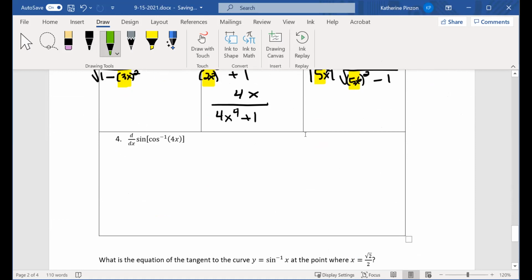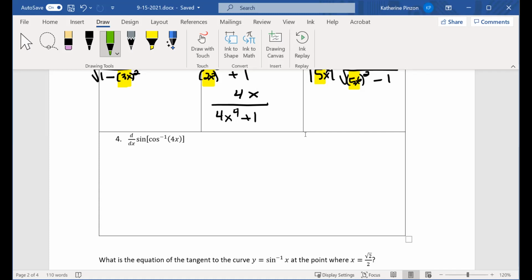Okay, let's look at this one. Find the derivative of sine of cosine inverse of 4x. How many pieces does this function have? It needs two chain rules, right? The outermost layer is that sine, and then the layer inside of that is that cosine inverse, and the layer inside of that is the 4x, right?